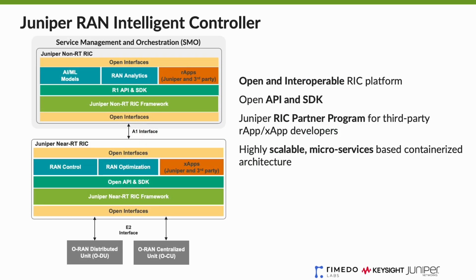Juniper Near Real-Time RIC, which is a very mature RIC platform with full compliance to O-RAN standards, provides open APIs for third-party developers to enable rapid development, integration, and portability of applications. Juniper and Rimedo work together to utilize these open APIs by Rimedo's traffic steering xApp, and Juniper and Keysight work together for E2 integration between the RIC and the RICtest.